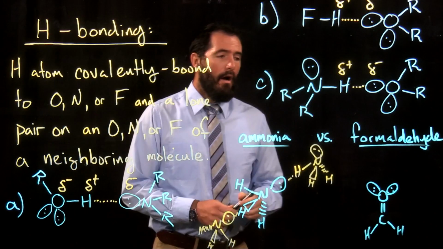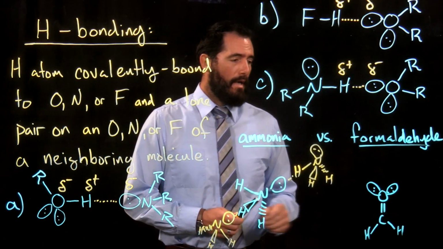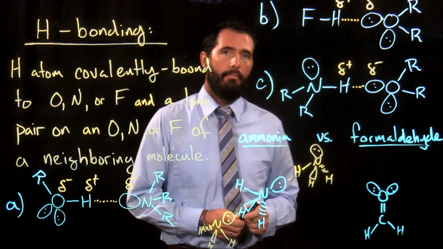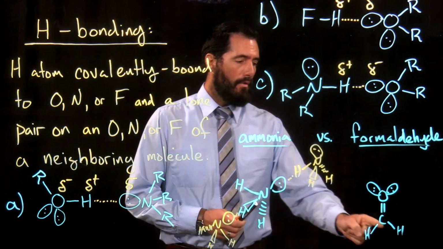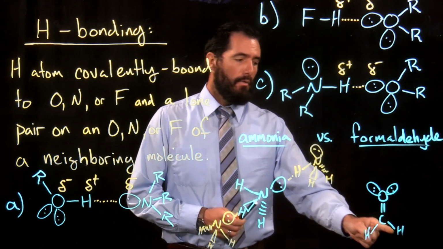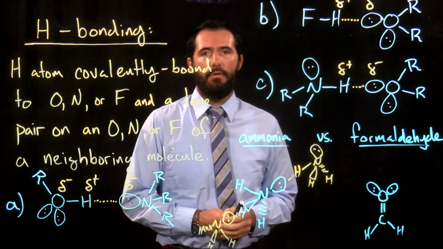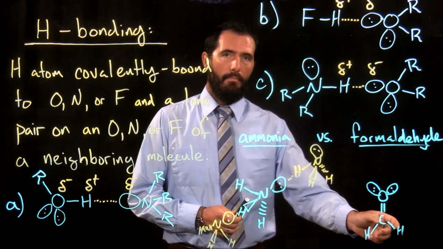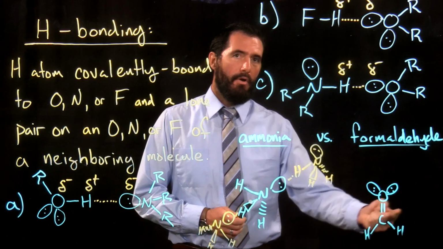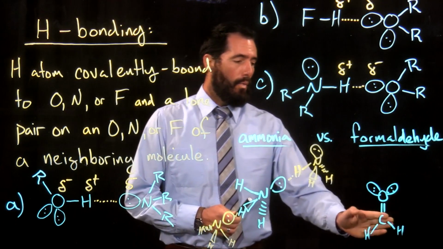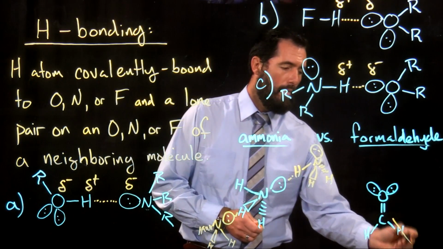Formaldehyde, on the other hand, only contains one of the requirements. It has an oxygen with a lone pair. The hydrogens in this molecule are actually connected to a carbon. So if you compare the electronegativities of those two atoms, this is not a polar bond, so we don't generate a partial positive charge area here, so we will not hydrogen bond with that hydrogen.